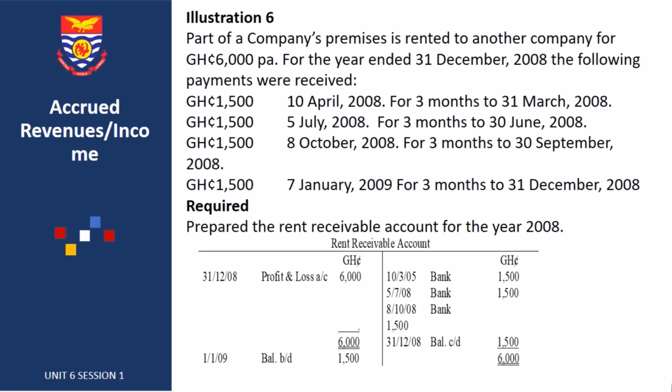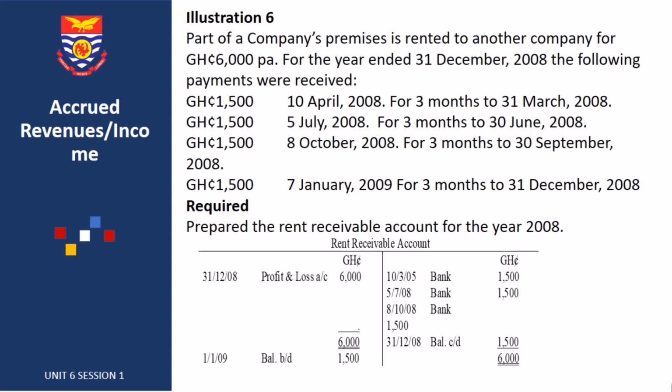The rent receivable account is credited, the bank account is debited. On 5th July, we received 1,500. Again, the rent account is credited and the bank account is debited. 8th October, we received 1,500. Again, the rent receivable account is credited and the bank account is debited. But the last payment, which we were supposed to receive on 31st December 2008, for 3 months to 31st December 2008, was rather paid on 7th January 2009.